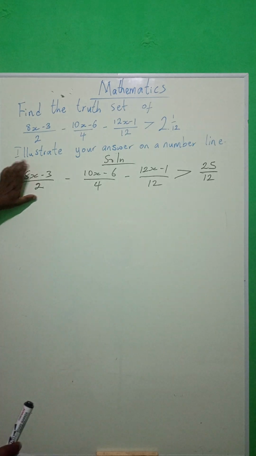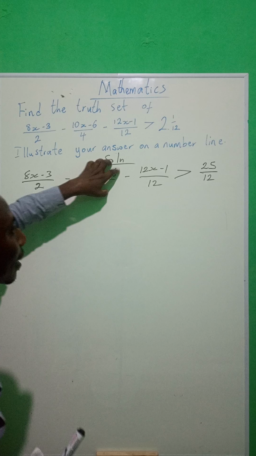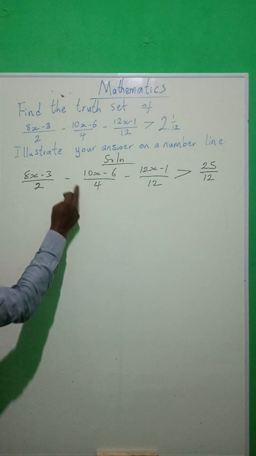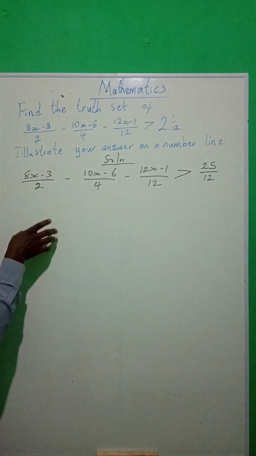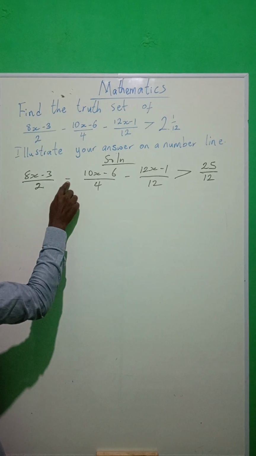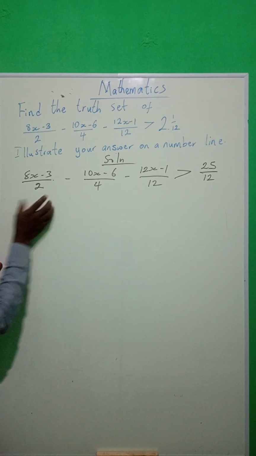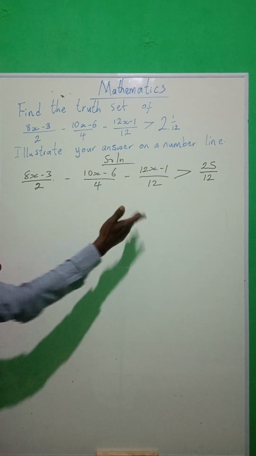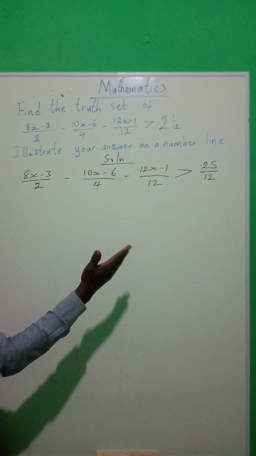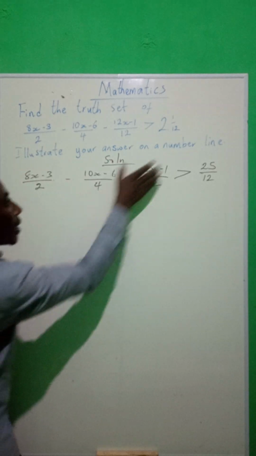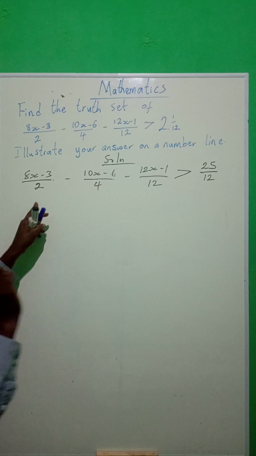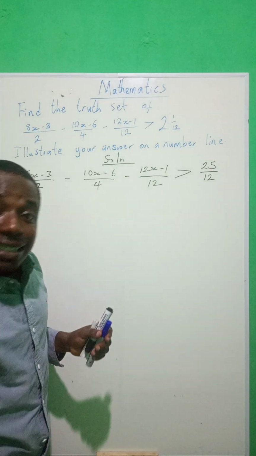Now that we have our LCM, we are going to multiply each term. This is one term, this one term, this one term, and this one term. What separates them is the operation. This is a minus here, a subtraction, so this is one full term, and the subtraction gives another term. Assuming it was addition, that would also have separated them. So you are going to multiply the LCM by the terms.